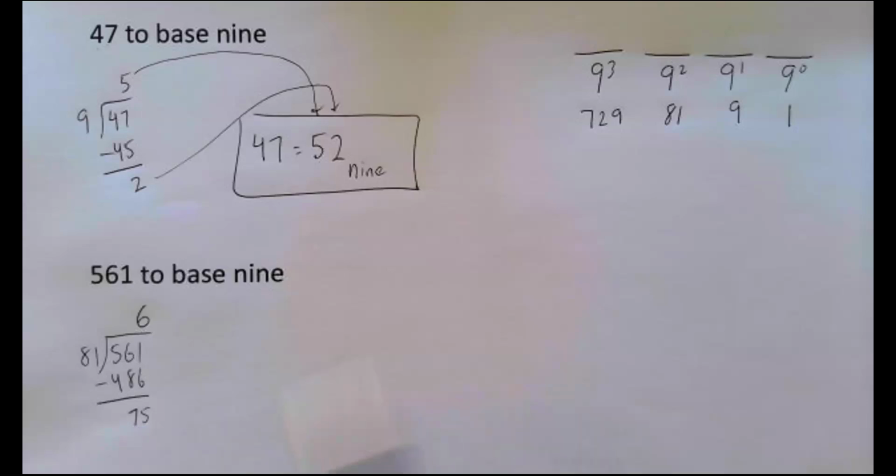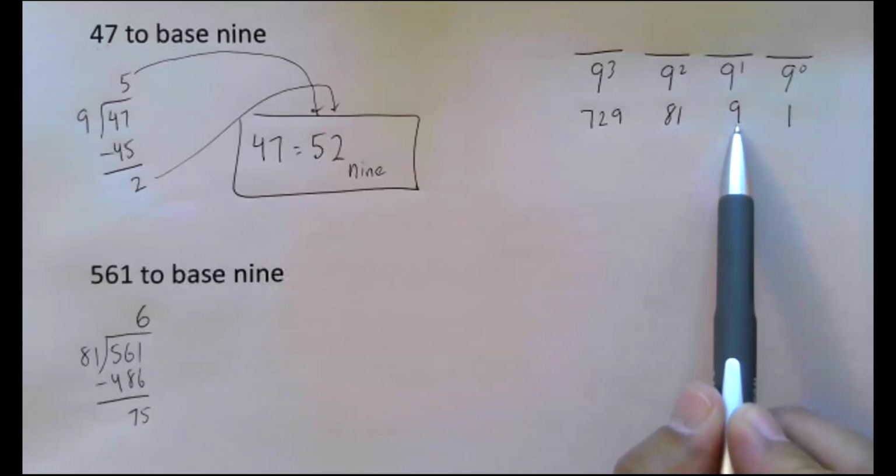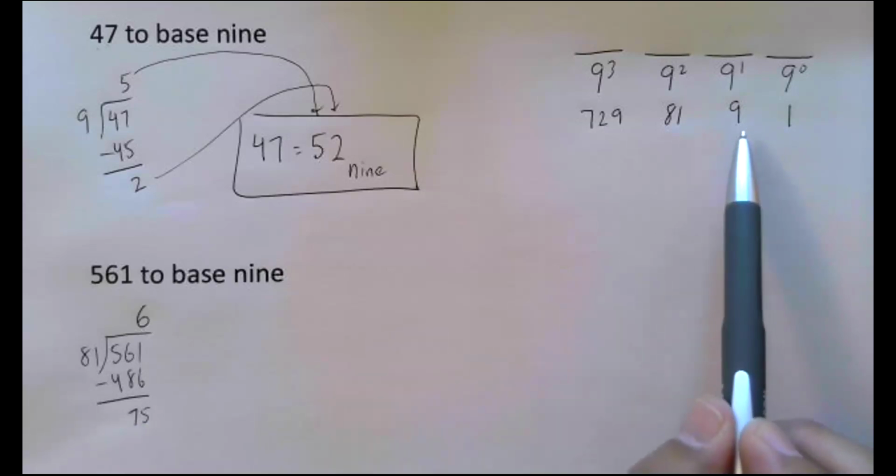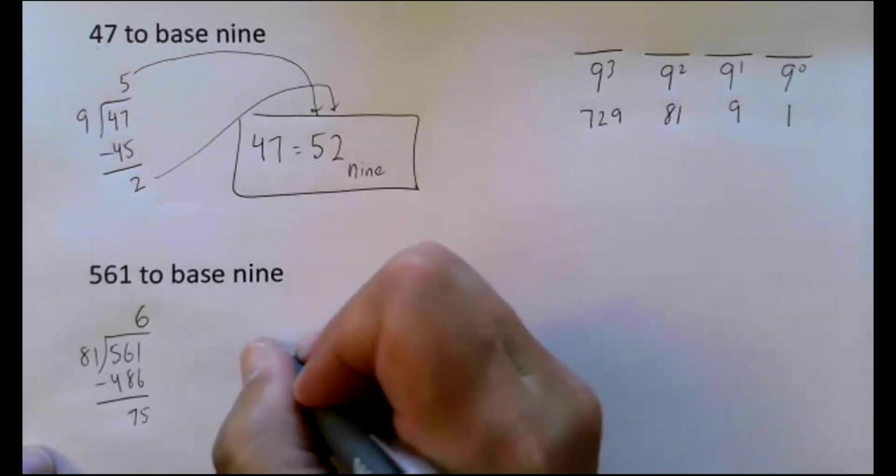Remember, you take the remainder and you go divide by the next thing over to the right, the next place value over to the right. So we always take the 75 now and divide it by 9 in this case.